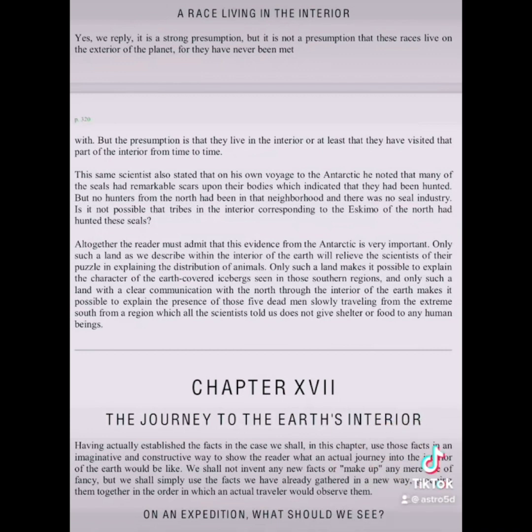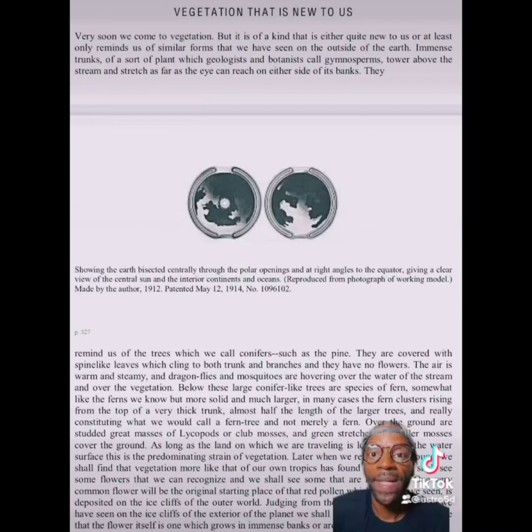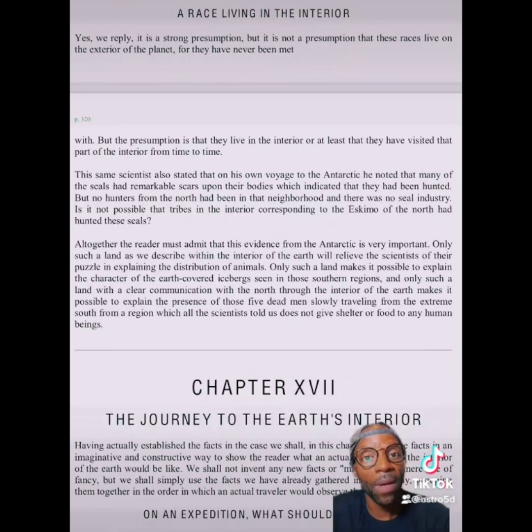As you can see here, a race living in the interior. They describe vegetation that's in the interior. So not only did they go to the Arctic region, but they entered into the interior of the Earth. And they're describing what they saw.